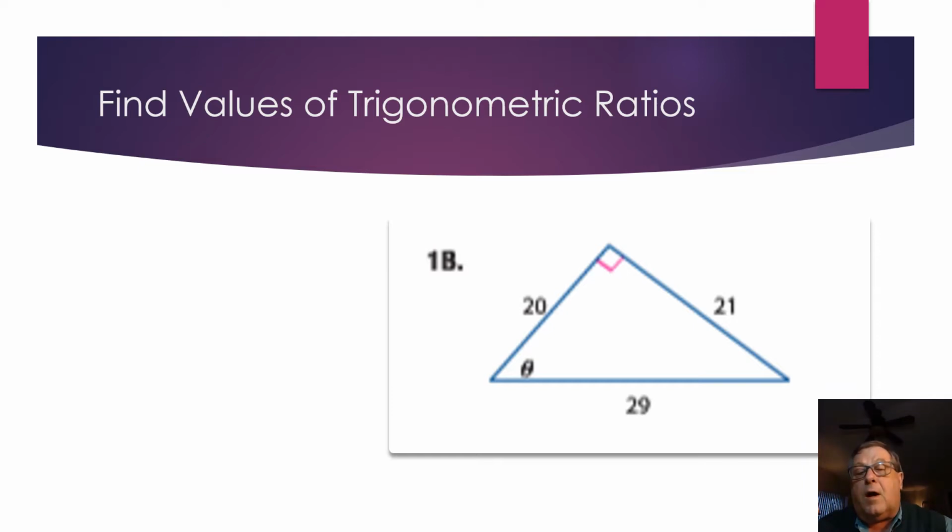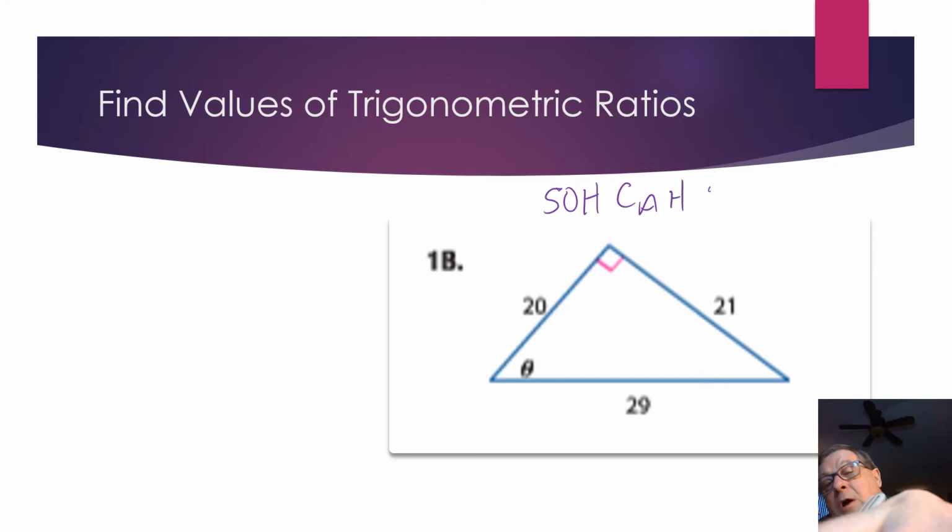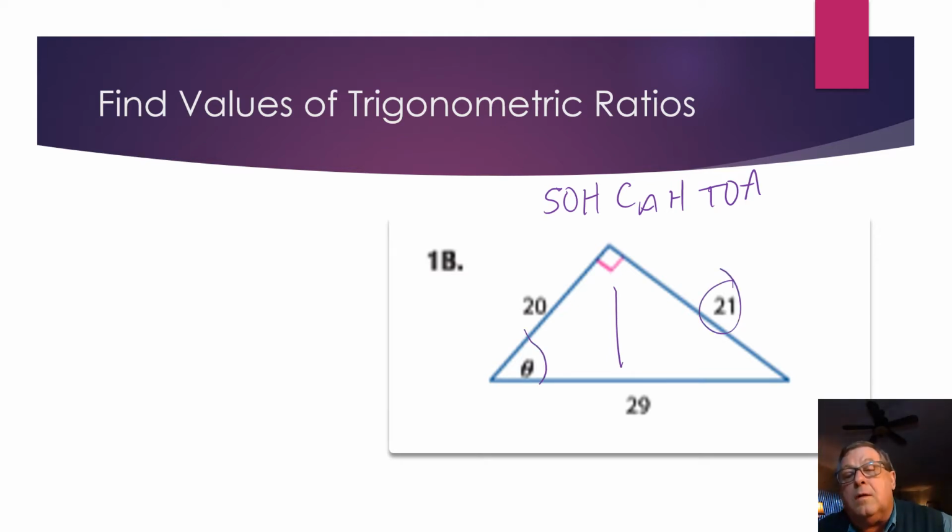All right, so here I got a right triangle. I think I just want to write SOHCAHTOA. Get my bearings about me. Locate the hypotenuse, which has a measure of 29. And here is theta down here, and the opposite side is going to be 21. The adjacent side is going to be 20.